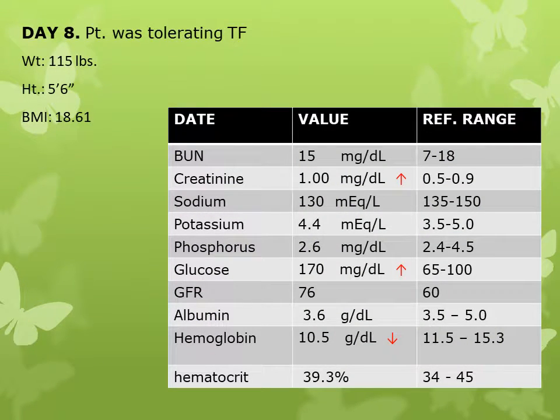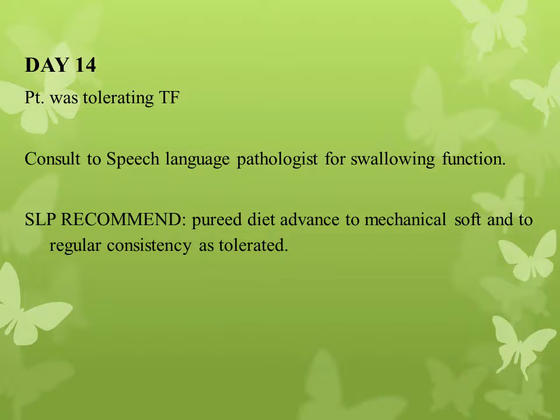By the 8th day, patient tolerated tube feeding. There is a little increase in weight change to be 115, and the BMI is 18.6. As we can see, the creatinine is still high, but it's trending down. The glucose is still high, but it's trending down too. The hemoglobin is still low, but is trending up.